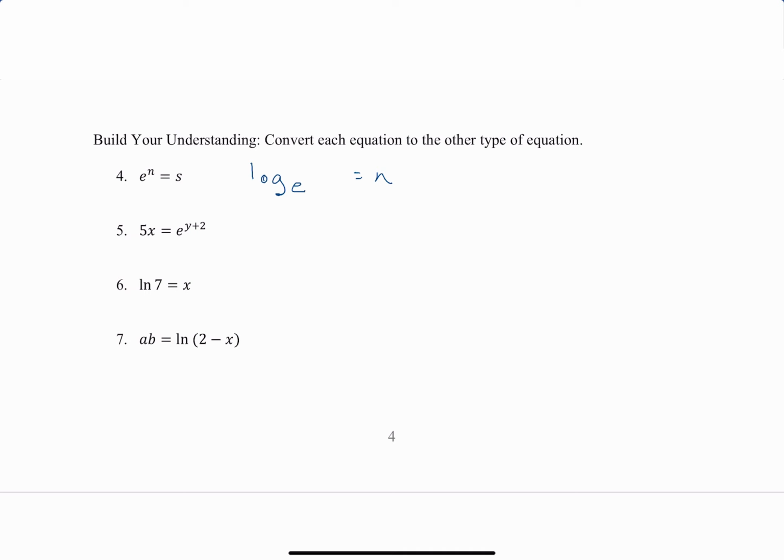And what are we taking the log of? What is the thing that you get when you do e to the n? It's s. And the way we would usually write this is ln of s equals n.